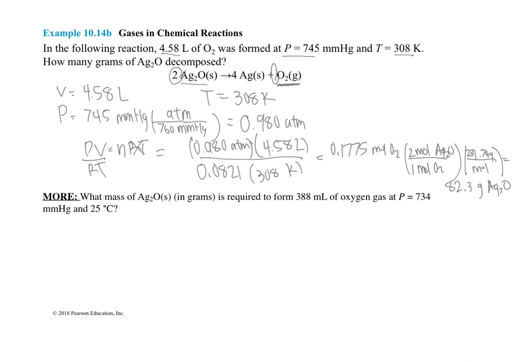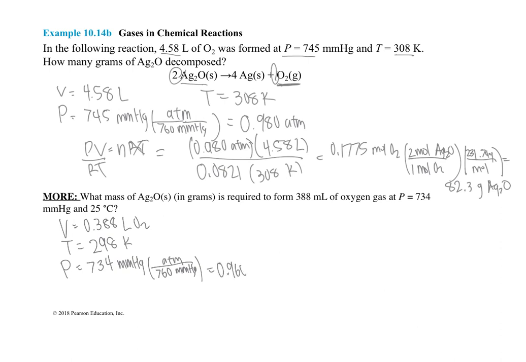So on this additional question, it wants to know what mass is required to form 388 milliliters of oxygen. So I'm now going to go, my volume is 0.388 liters of oxygen. Temperature is 298 Kelvin. Pressure 734 millimeters of mercury. Again, get that straight into atmospheres. That equals 0.966 atmospheres.